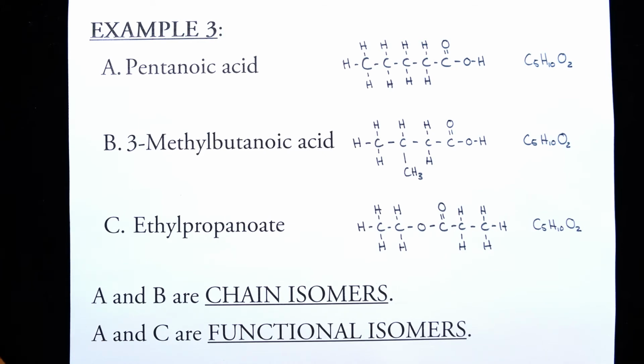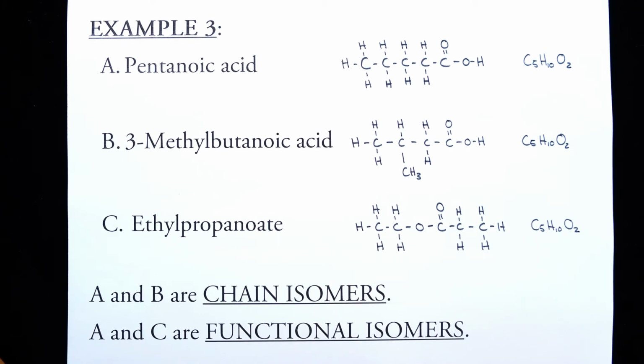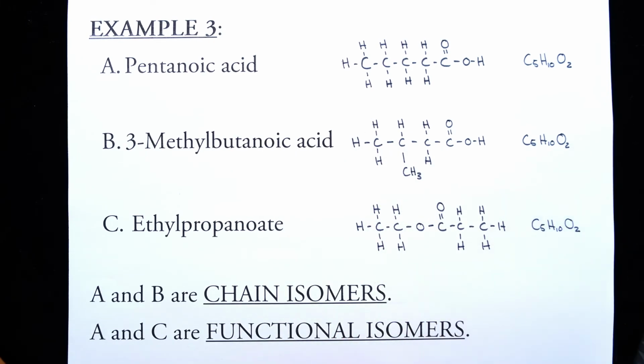B, 3-methylbutanoic acid. It's a carboxylic acid, so we must have a carboxyl group on the end, but it has a methyl on number 3. We have to start numbering from the right hand side where our functional group is. 1, 2, 3. I've drawn the methyl with condensed structure just to make the sketch a bit clearer. So 3-methylbutanoic acid. This is the molecule. Same molecular formula but different structures.